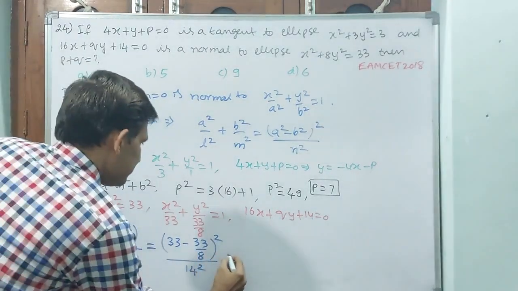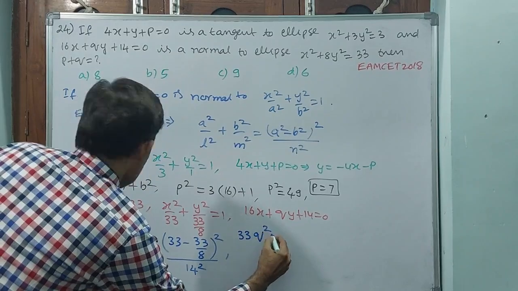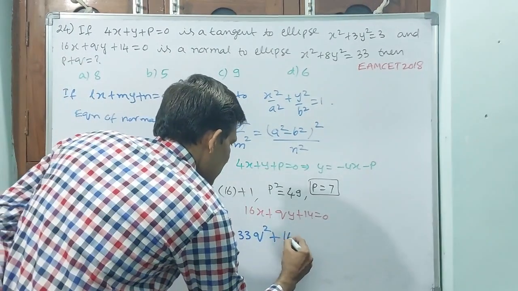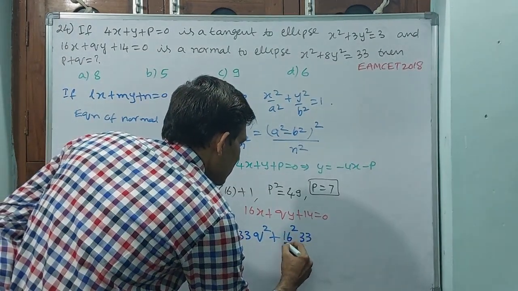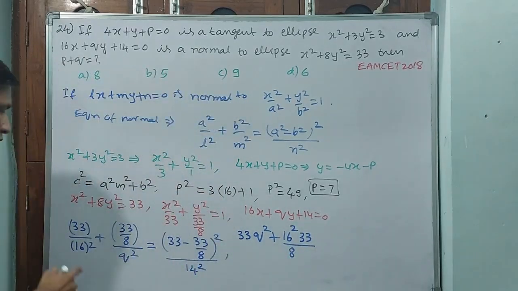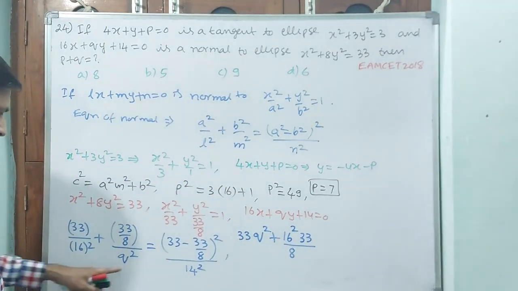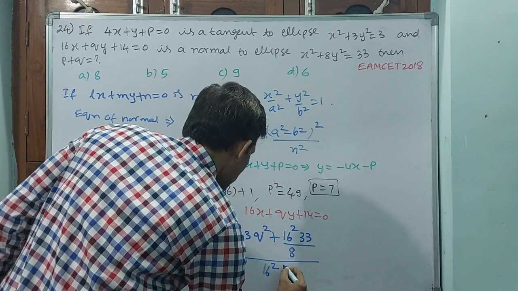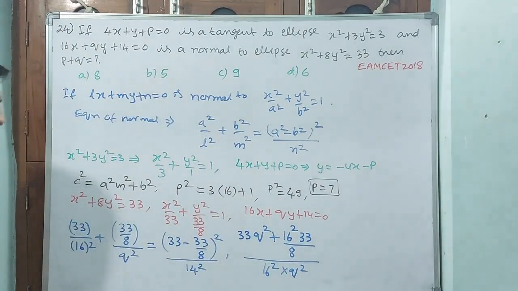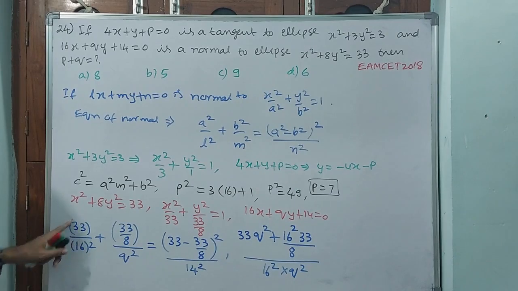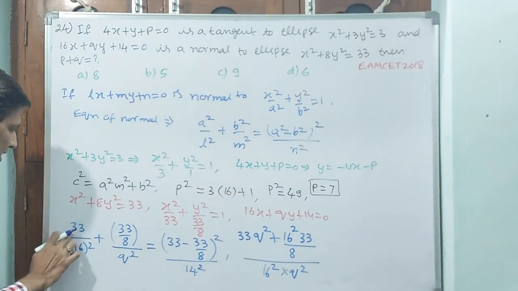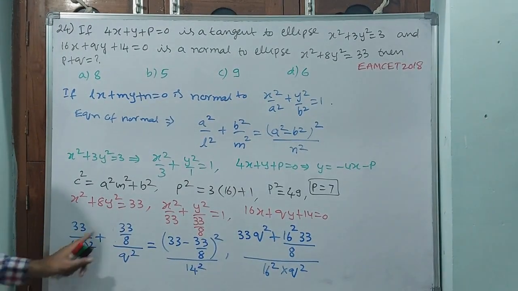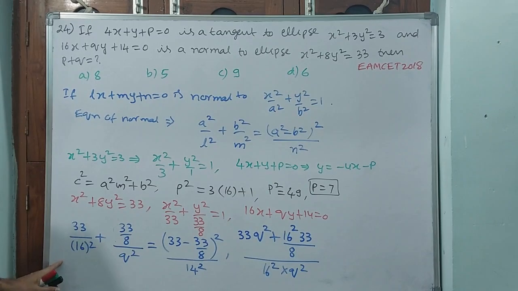Now you see, 33 q square, write down. 33 q square plus 16 square into 33 by 8, whole divided by 16 square into q square. Why? Because 33 into q square, this bracket we don't require, since directly this is a square only, this is b square only. So 33 into q square plus 16 square into 33 by 8, whole divided by 16 square into q square.